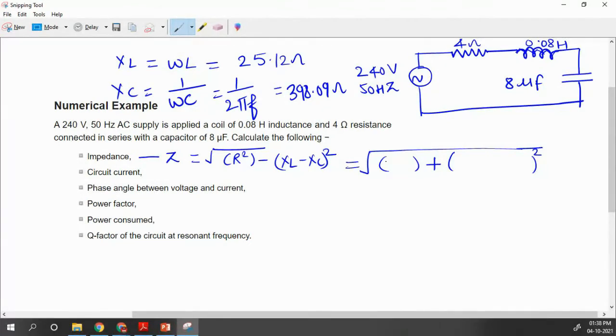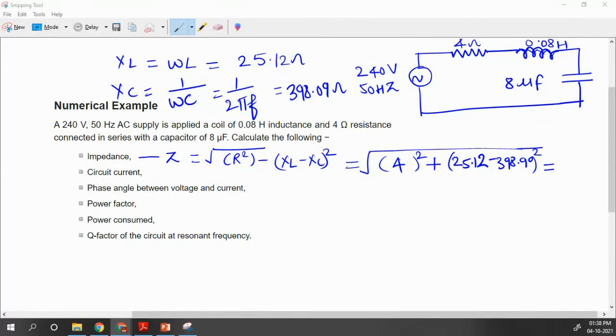What is the resistance value? Resistance value is 4, so 4 square. Then you have calculated this XL value, that is 25.12. Then you have calculated XC, that is 398.99, or we can take 9. And you square this and find the square root value. Quickly, all of you give your response. What is the value of impedance?